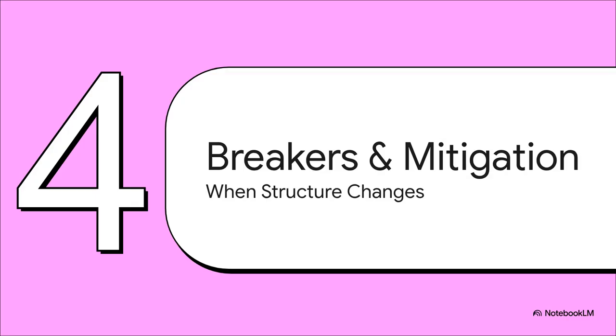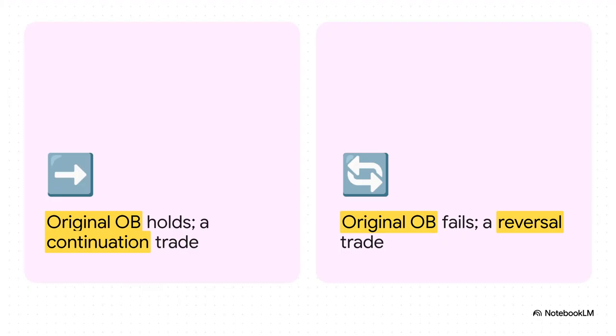All right, shifting gears to Section 4, breakers and mitigation blocks. So both of these concepts involve price coming back to retest an old order block, but the outcomes, totally different. A mitigation block is essentially a continuation trade. The original order block holds firm. Price retraces to it, respects it, and continues right on in the original direction.